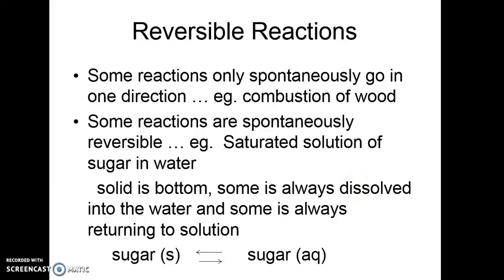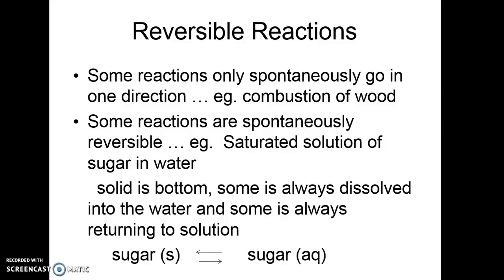Some reactions spontaneously go in one direction. For instance, if you combust wood, it doesn't spontaneously go from carbon dioxide and water back to wood. But then some are reversible, and we're going to look at those things right now. Reversible reactions we call equilibria.